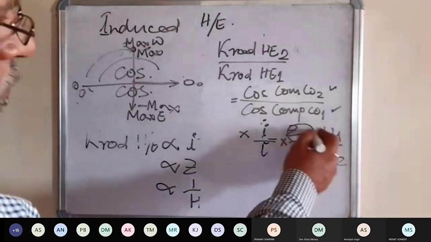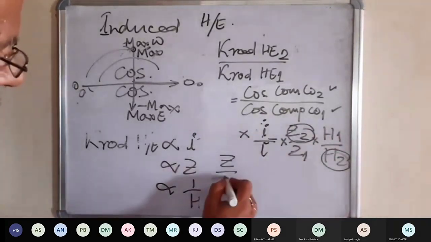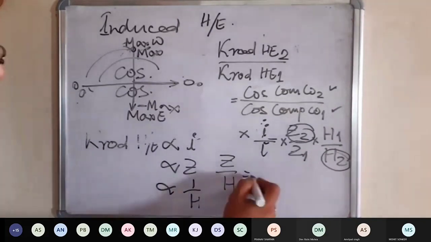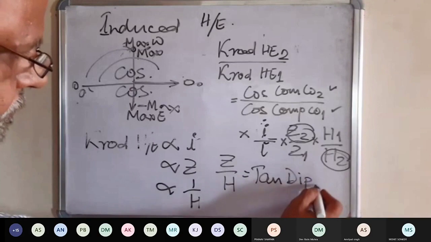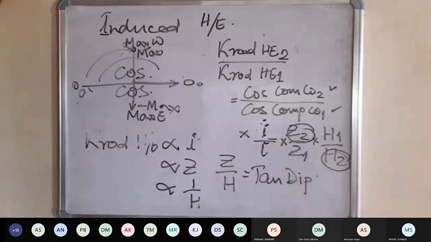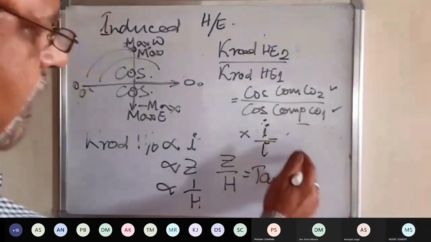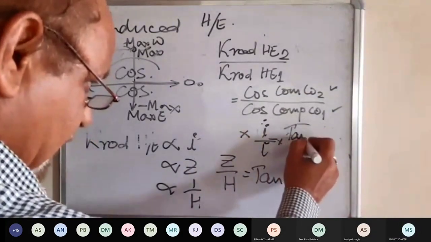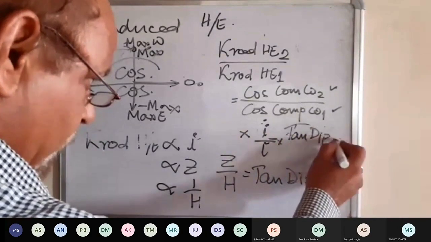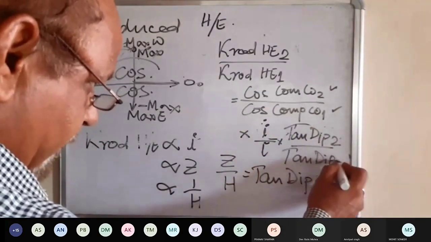So here we have Z by H. Z by H क्या होगा? Is it tan of dip angle? Yes, sir. Tan dip is equal to Z by H. So exactly. So in place of this, we can also write tan dip 2 by tan dip 1.